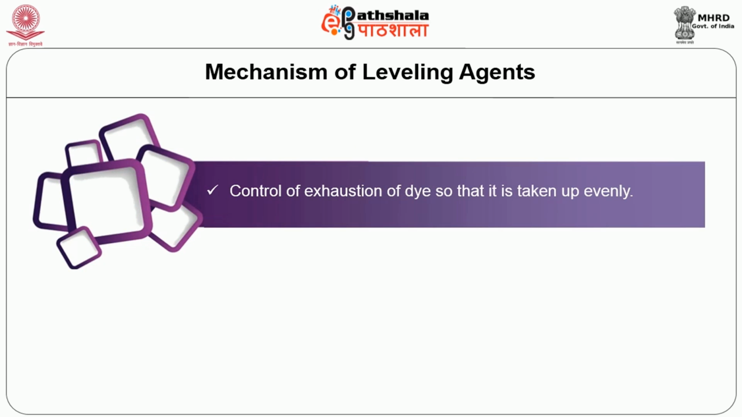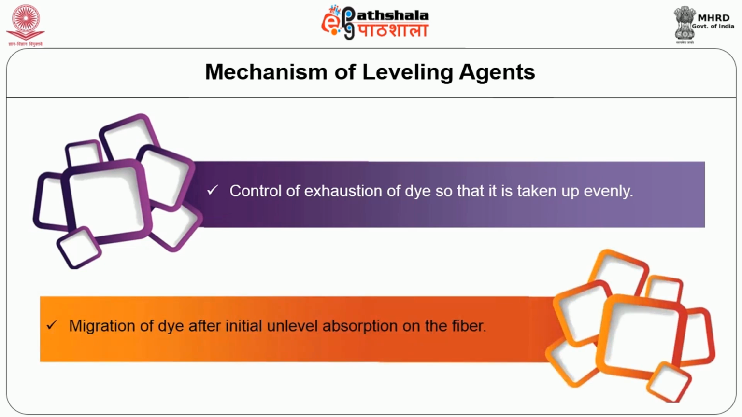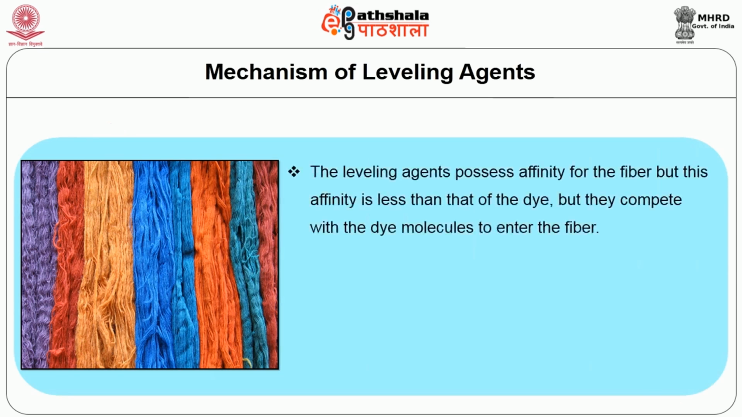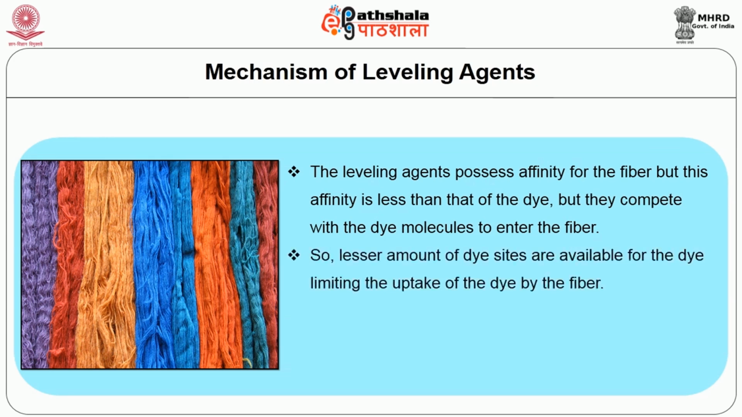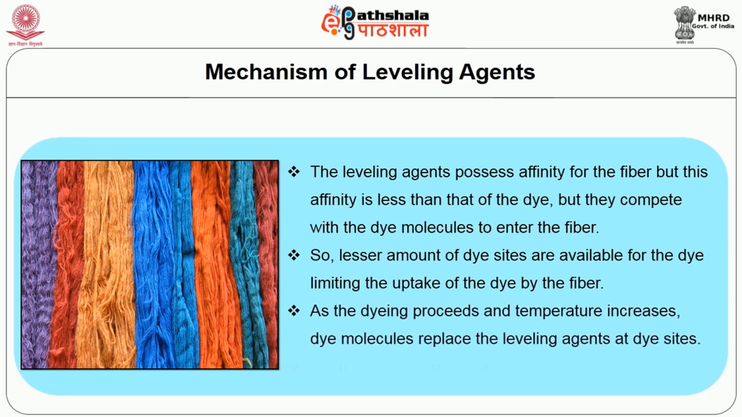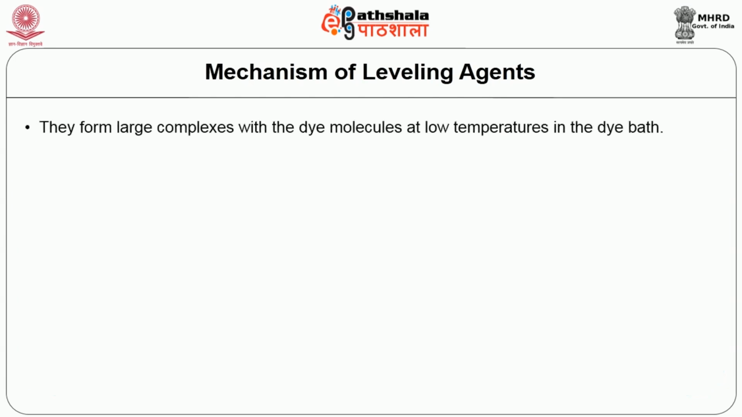The two fundamental mechanisms that contribute to level dyeing are control of exhaustion of dye so that it is taken up evenly, and migration of dye after initial unlevel absorption on the fiber. The leveling agents possess affinity for the fiber, but this affinity is less than that of the dye, but they compete with the dye molecules to enter the fiber. So a lesser amount of dye sites are available for the dye, limiting the uptake of the dye by the fiber. As the dyeing proceeds and temperature increases, dye molecules replace the leveling agents at dye sites. So uniform dyeing will result.